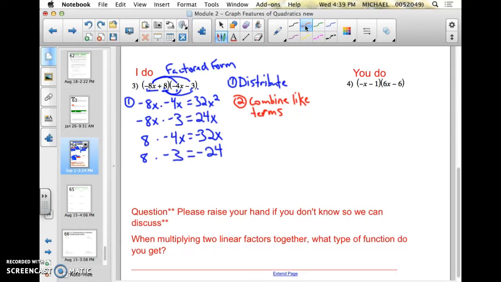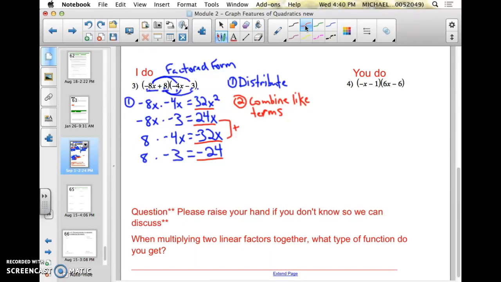Alright, so in this case, I have 4 terms to work with. 32x squared, 24x, negative 32x, and negative 24. Now, what makes a term alike is the power that it has. So if you see terms that have the same power, they are alike, and you have to combine them together to get one final term. If I look at 32x squared, no other term has an x squared. So 32x squared does not have a like term. I do notice, though, that these two middle ones, 24x and negative 32x, the x's both have a power of 1. So they are alike, which means I have to combine them.